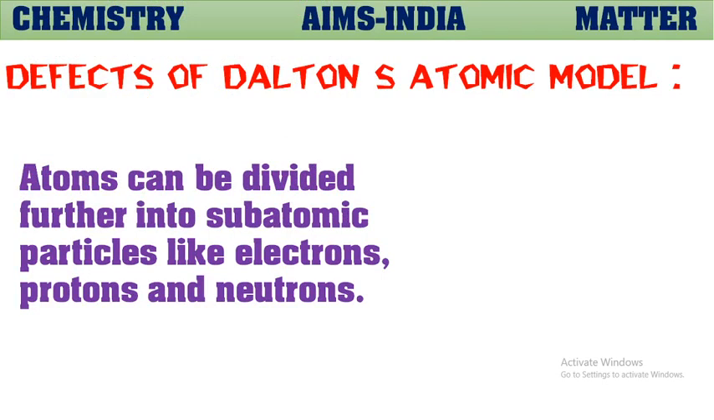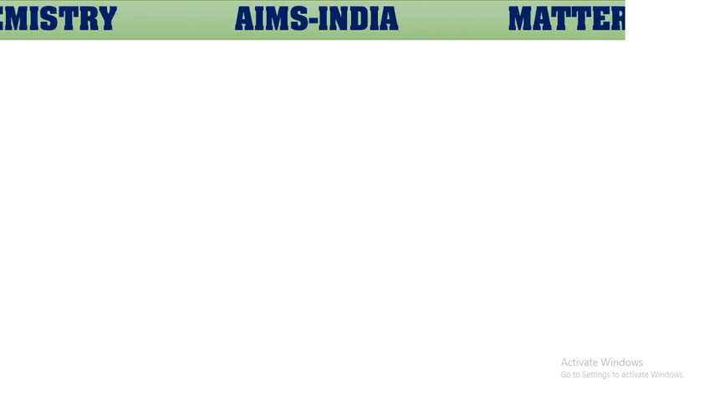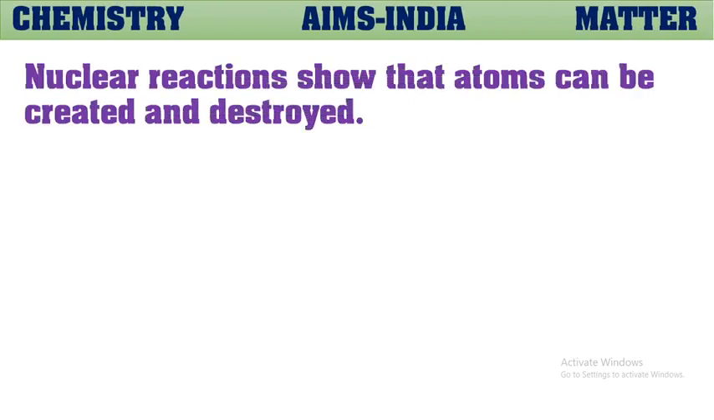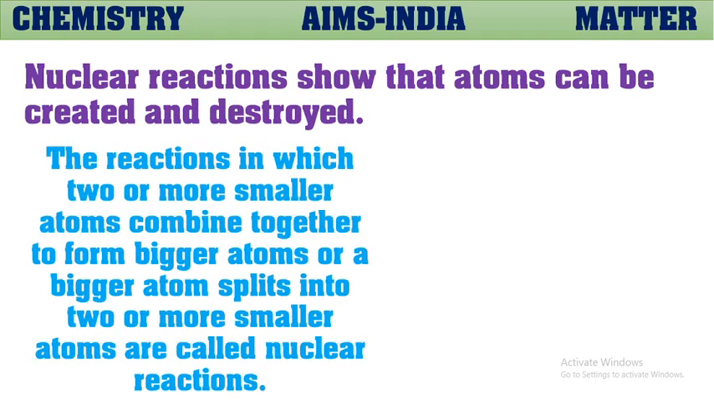Atoms can be divided further into subatomic particles like electrons, protons, and neutrons. And the second one, nuclear reactions show that atoms can be created and destroyed too. Here, nuclear reactions means the reactions in which two or more smaller atoms combine together to form bigger atoms, or a bigger atom splits into two or more smaller atoms.